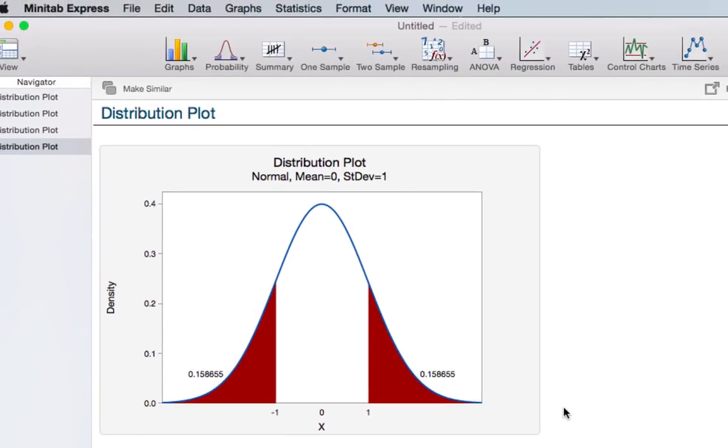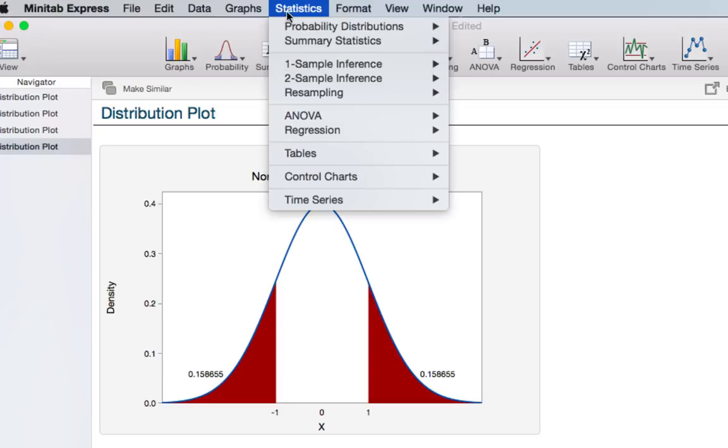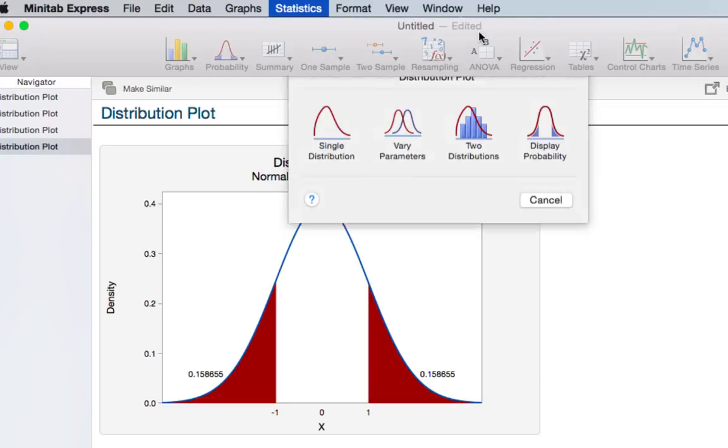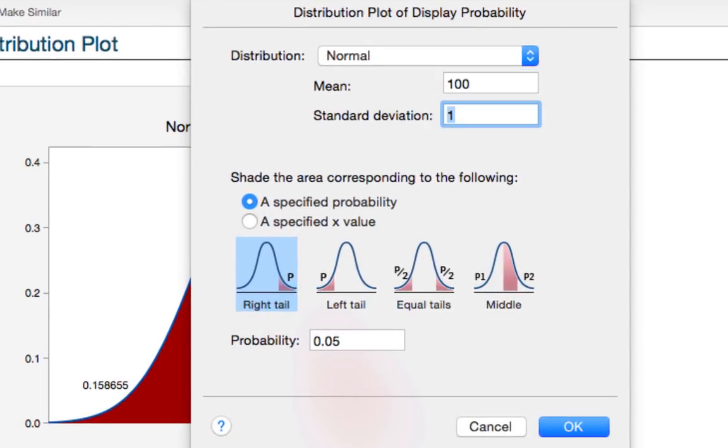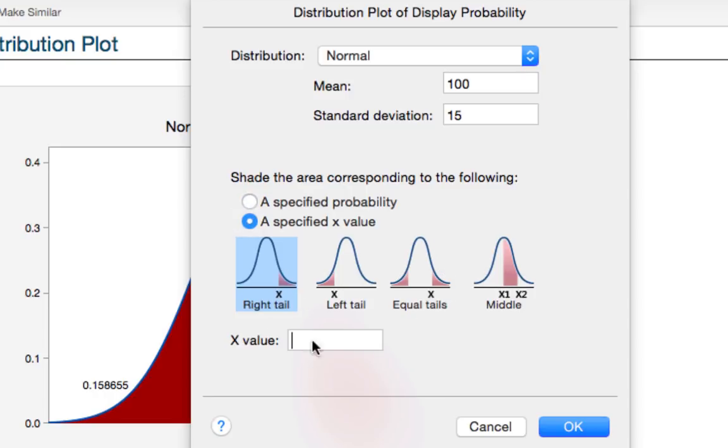These examples all used a standard normal distribution. In Minitab Express, you can change the mean and the standard deviation to any values. Let's look at one example of this. Let's say that we're looking at IQ scores. Recall, IQ scores are normal with a mean of 100 and a standard deviation of 15. Maybe we want to know what proportion of IQ scores are greater than 110. So we have a specified x value of 110, and we want to know the proportion of scores that are greater than this value, or in the right tail.